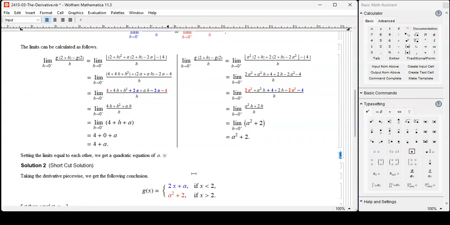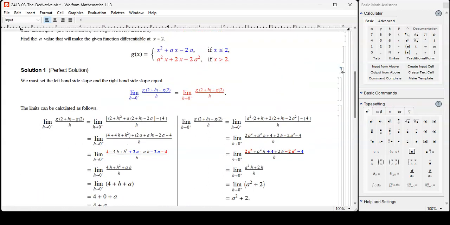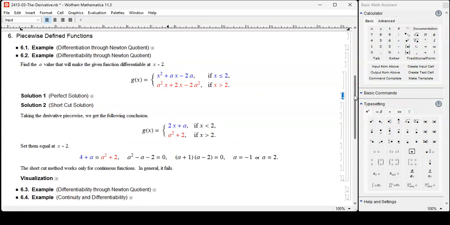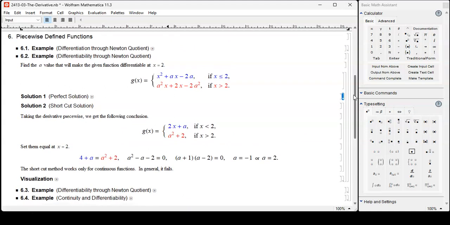The difference between the derivative computations and the Newton quotient computations is like night and day. So the perfect solution is great. It always works. But in practice, the shortcut solution will work pretty well, especially in an exam environment. Take the derivative of the first line, take the derivative of the second line, and then set them equal. Please check the continuity of the original problem if you have time. If they are not continuous, then everything breaks down.